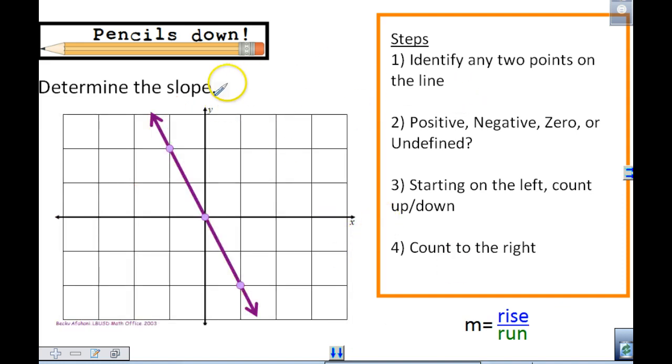All right. Again, start with m equals. Identify 2 points. Okay, here's one and here's one. Identify, is it positive, negative, 0, or undefined? Which is it? Negative. So you go right away, put that negative in there, just so it's not forgotten.